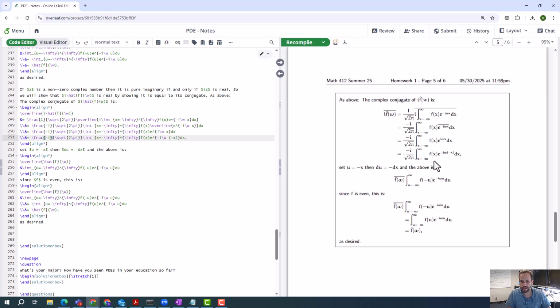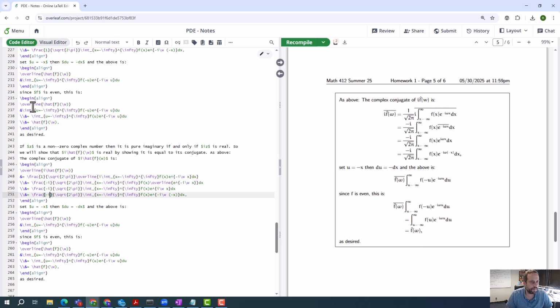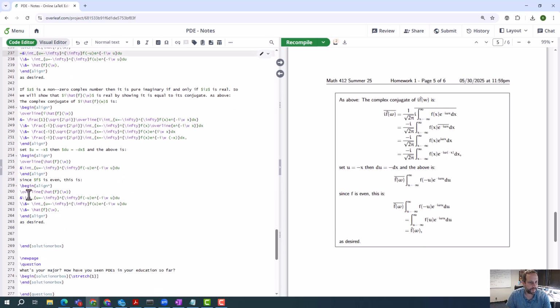Okay, that's right. Okay, so now what we're going to do, set u is equal to minus x, then du is equal to minus dx. And the above is, I forgot an equal sign here, didn't I? Okay. And the above is, so overline times that. This is equal to, oh, that's nice. I just kind of stopped writing the 1 over the square root of 2 pi. So hold on a second. Let me fix that.